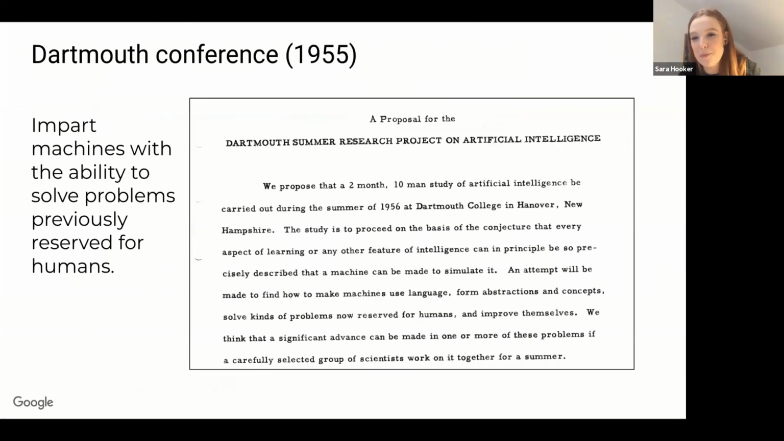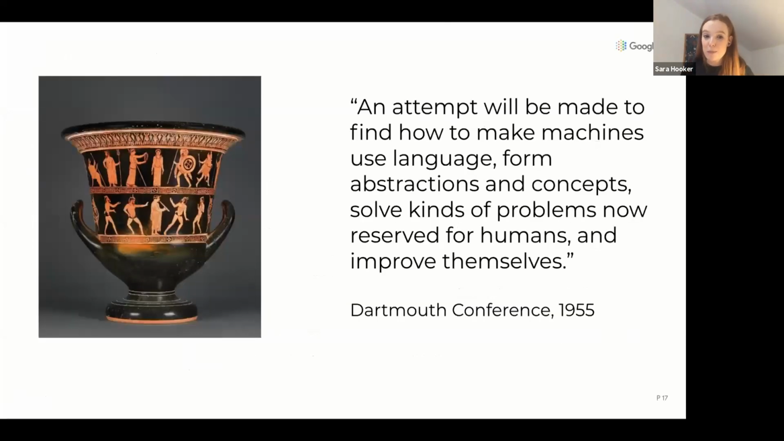This was, in retrospect, a small gathering, but it was the first official meeting point for people interested in imparting to machines the ability to solve problems previously reserved for humans. "An attempt will be made to find out how to make machines use language, form abstractions and concepts, solve kinds of problems now reserved for humans, and improve themselves."